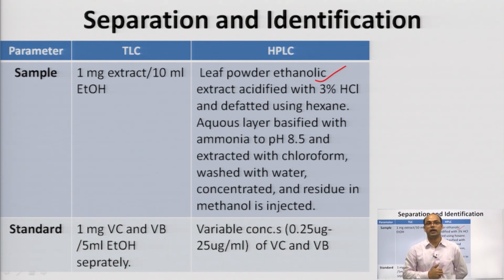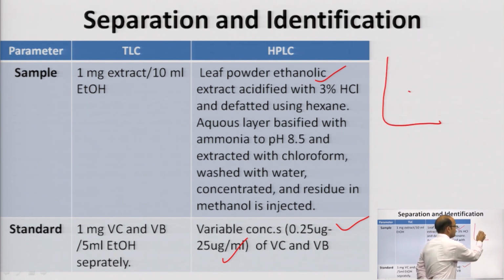Here we have also prepared the standard by using variable concentrations of vincristine and vinblastine in the concentration range of 0.25 microgram to 25 microgram per ml. So we have prepared the standard plots against which we have compared our sample.